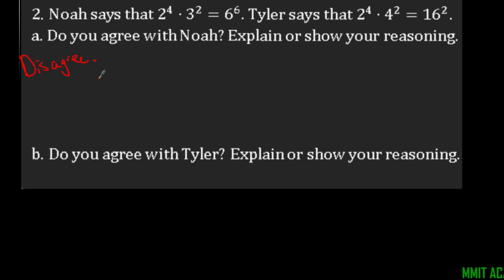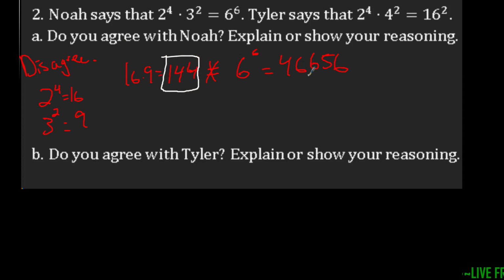If we write it out, 2 to the power 4 is equal to 16, and 3 to the power 2 is equal to 9. Then if we multiply it out like they have in the beginning, 16 times 9 is equal to 144, which is not equal to 6 to the power 6, because that is equal to 46,656. So again, big number. Since these two numbers are not the same, we're going to say they are not equal.